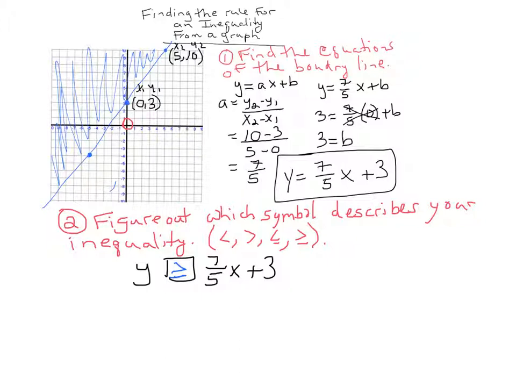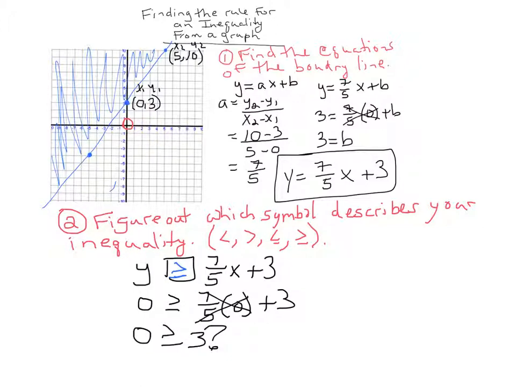No, it's not. So if I was to plug 0, 0 into this rule that I came up with, I would expect it to not work. Right? I would expect it to be not true. So let's just check that out. 0 greater than or equal to 7 over 5 times 0 plus 3. So 7 over 5 times 0 goes away. That's why we use 0, 0. It makes the work really easy. Is 0 greater than or equal to 3? No. Good. That's what we wanted to find.